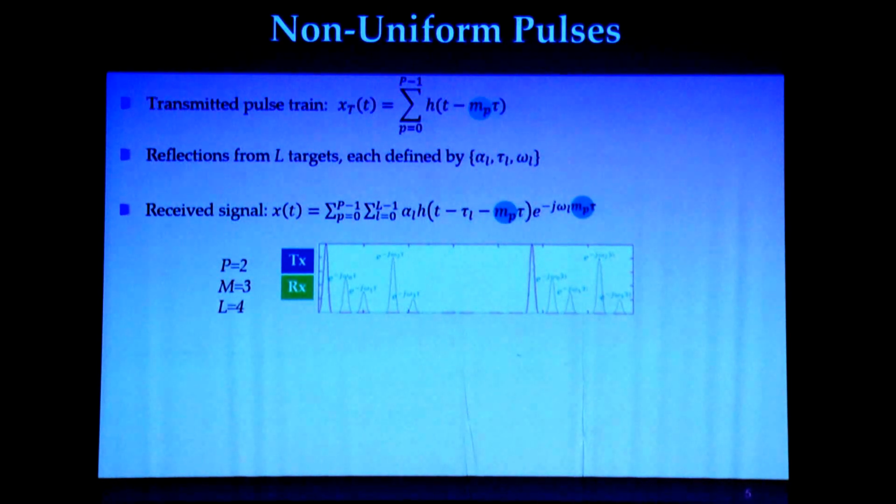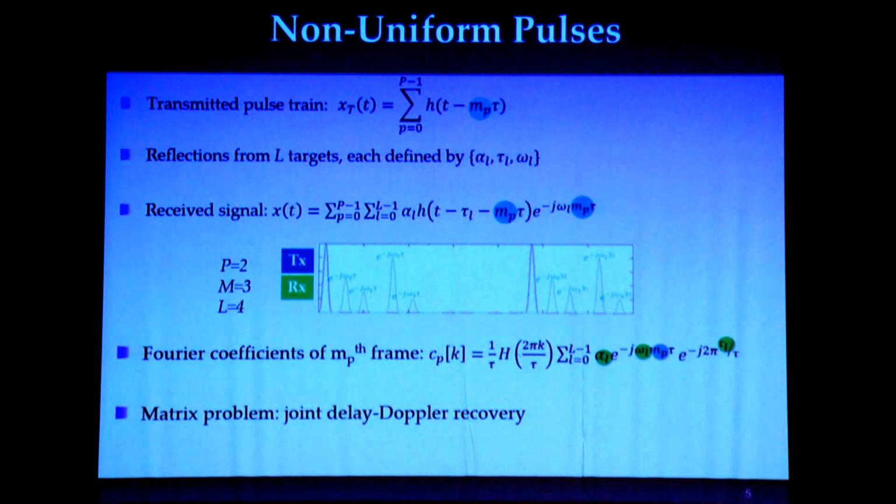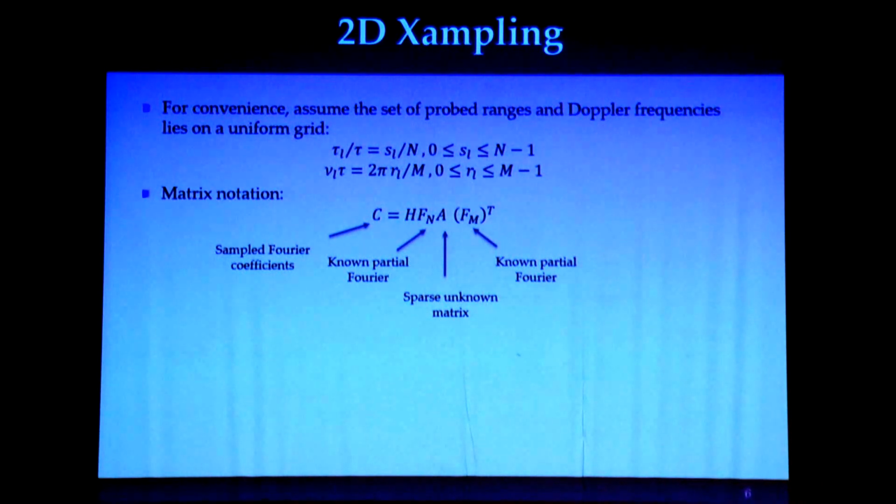Now let's send our pulses non-uniformly. M_P here indexes the pulses that we actually send. In this example, we send the first and the third pulse, and we don't send the second pulse. The received signal looks the same, without the second pulse. So we go back to the Fourier coefficients, and now we have to solve this problem jointly in a matrix way, a joint delay Doppler problem, because doing Doppler focusing here would be too much of an approximation. For convenience, we'll also assume that our range and Doppler frequency lie on a grid, and we'll solve this as a matrix problem.